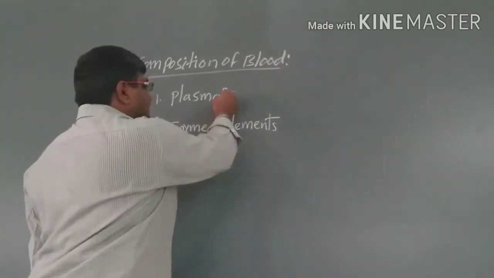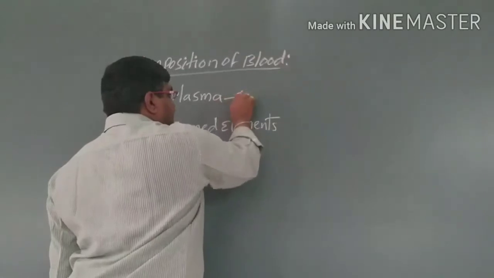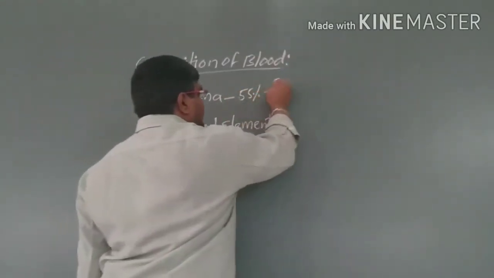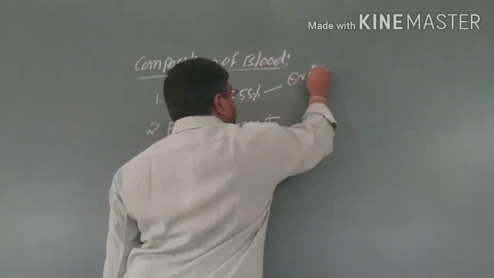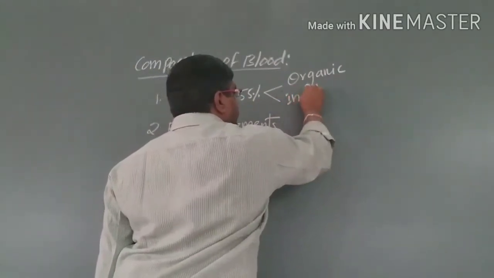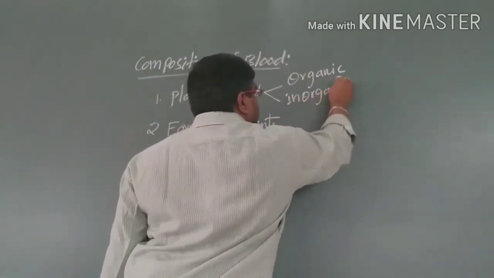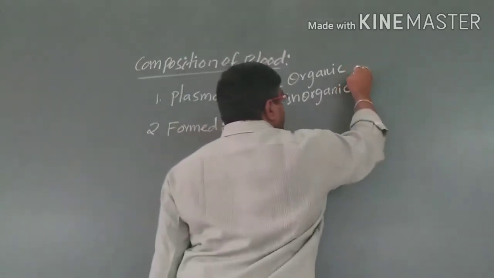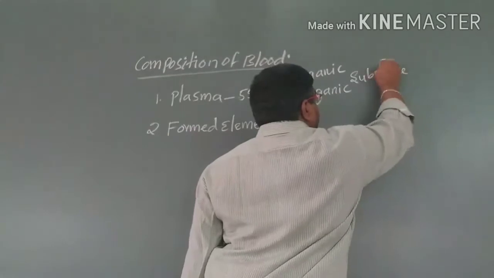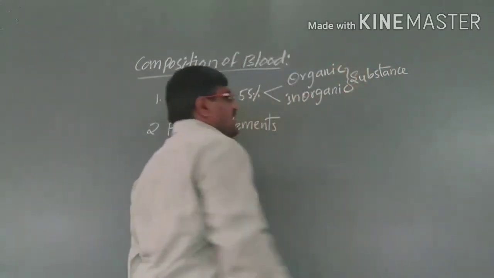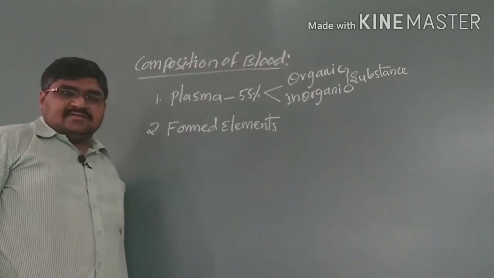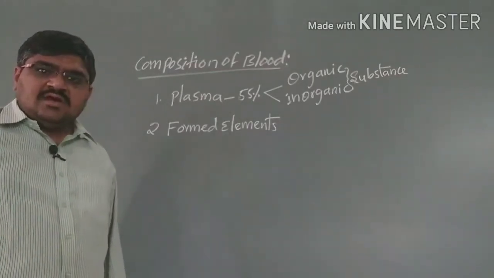The plasma occupies 55% of the blood, and it consists of organic and inorganic substances. The organic substances are the fatty acids, amino acids, and glucose.